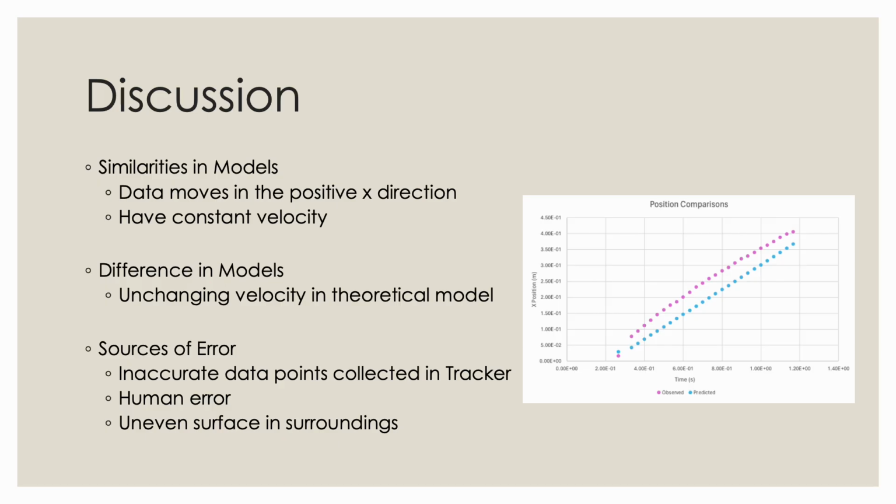We see the two models are quite similar, as the position data for both moves in the positive x direction and their slopes indicate a constant positive velocity. However, in the predicted model there is no variation in the velocity, unlike the slight variation seen in the observed model. Also, the observed model does seem to have a slightly faster change in position over time than the predicted. These differences can be attributed to possible errors in the experiment, including inaccurate data having been collected in Tracker, human error, or an uneven surface in the surroundings in the experiment.